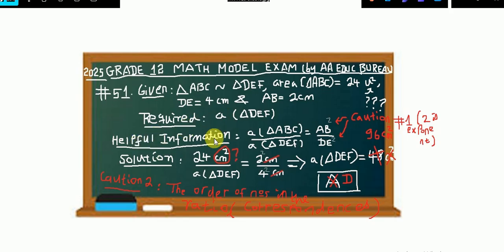Helpful information. In similarity geometry, we have the following fact. If triangle ABC is similar to triangle DEF, the ratio of their areas is equal to the square of the ratio of their corresponding sides. Since side AB and side DE are corresponding sides, the ratio of AB to DE squared, AB squared over DE squared, is the same as the ratio of the corresponding areas.